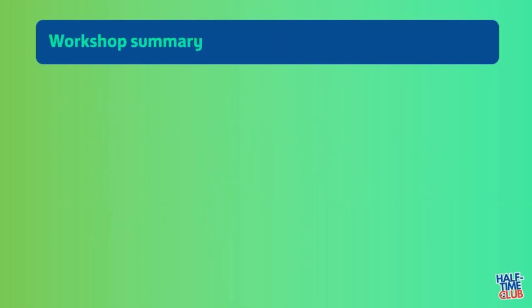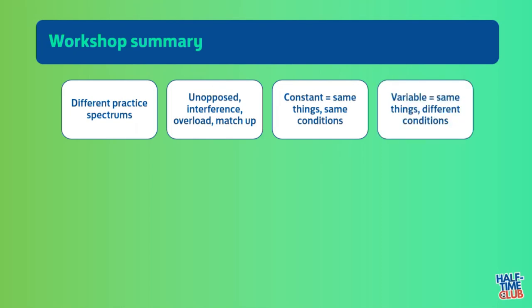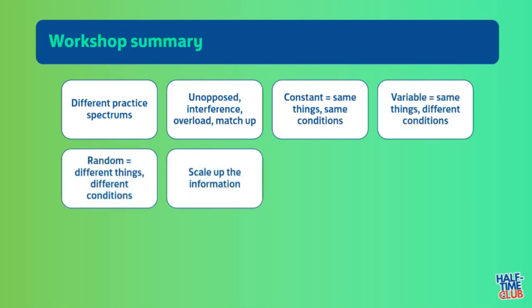Right, so a little workshop summary. We looked at different practice spectrums: unopposed, interference, overload and matchup, which is the more prevalent one currently at this moment in time in the education pathway. We also looked at pre-existing spectrums regarding constant, which is same thing, same conditions; variable, same things, different conditions; and random, different things, different conditions. We spoke about the importance of scaling up the information at the right time or scaling down, depending on where the players are at, rather than just jumping from unopposed to the game and then wondering why things haven't worked out, because the information is too chaotic and too different compared to what they previously experienced.